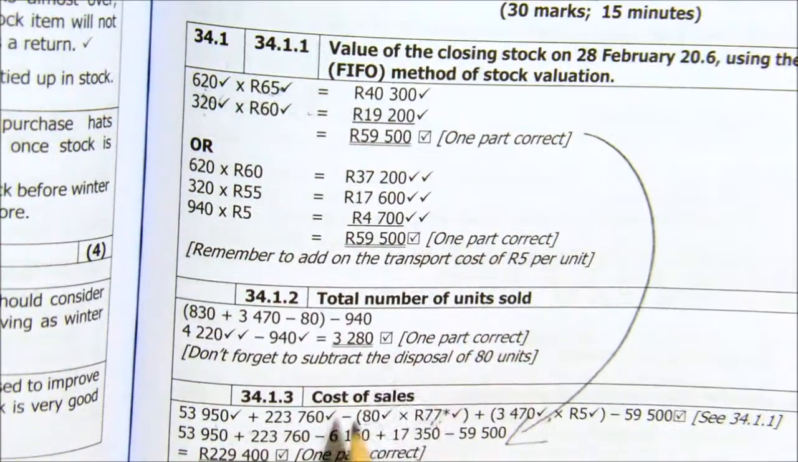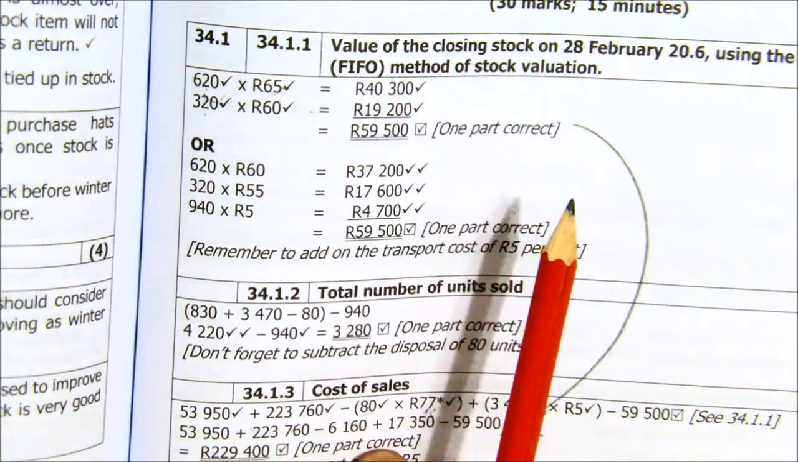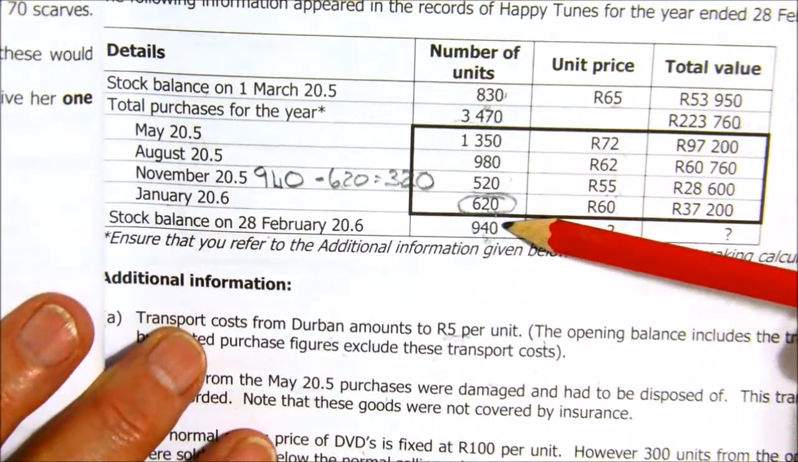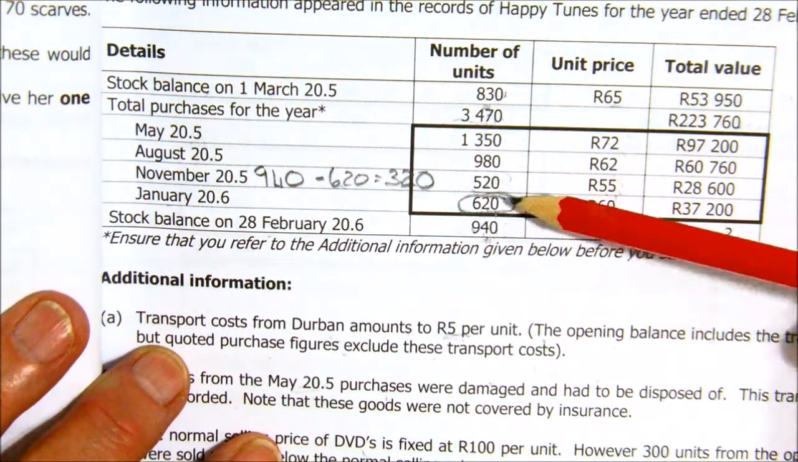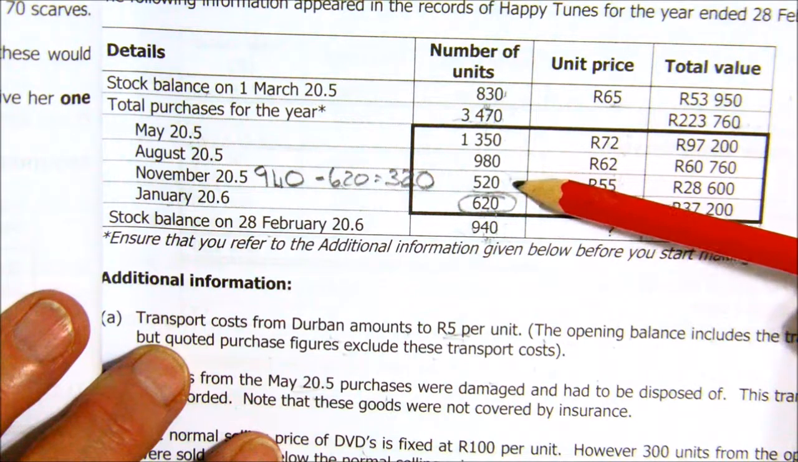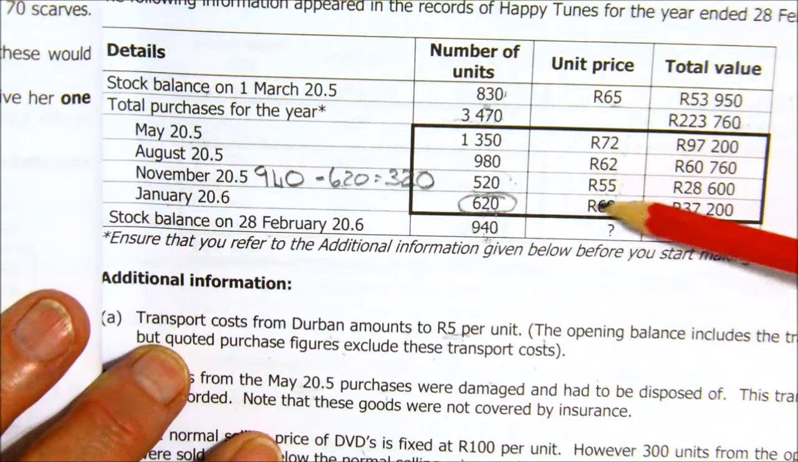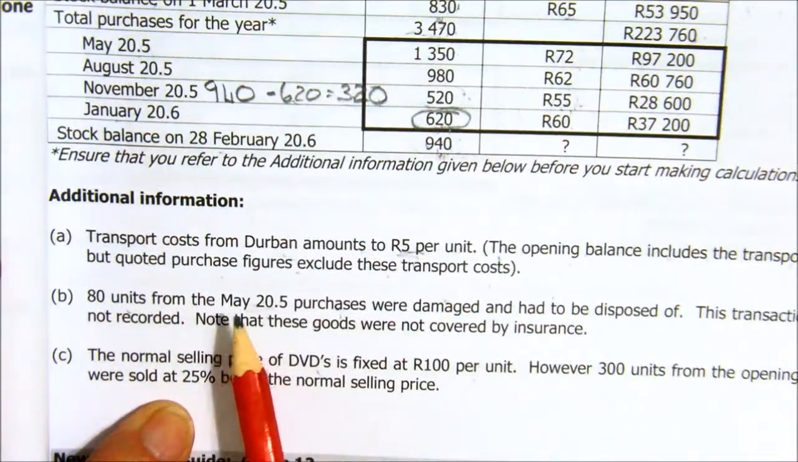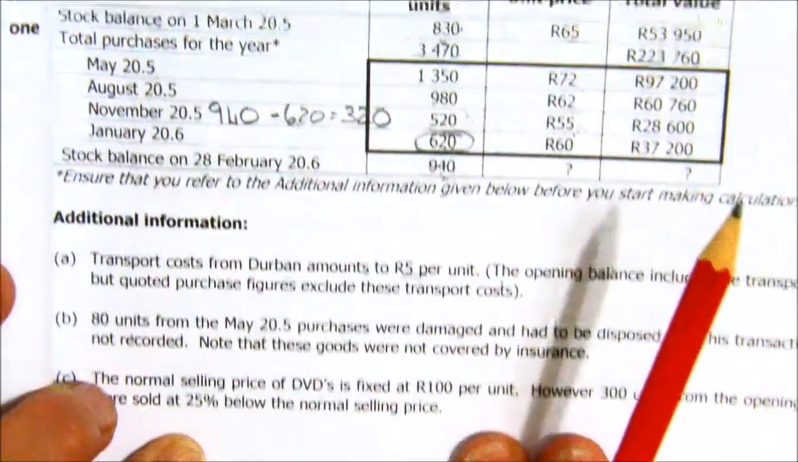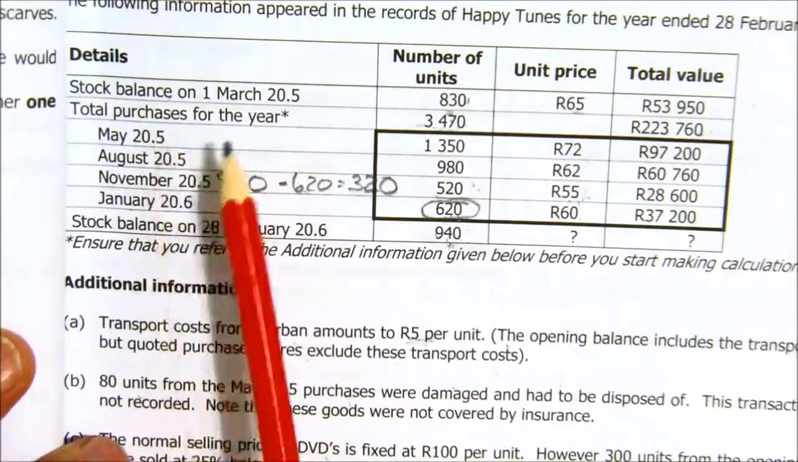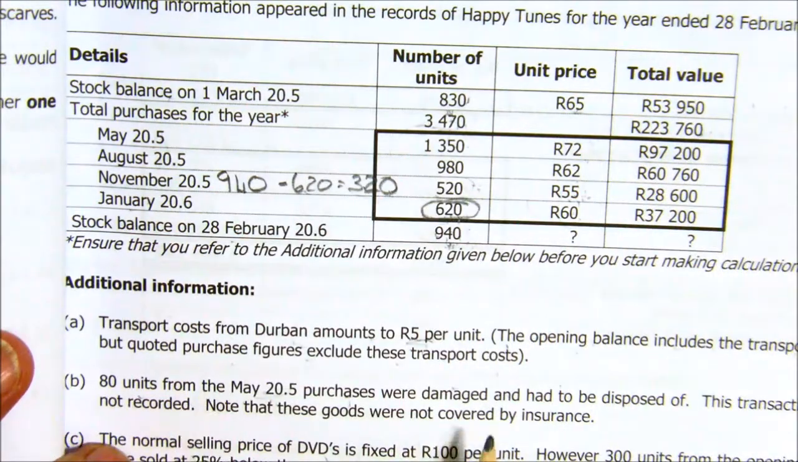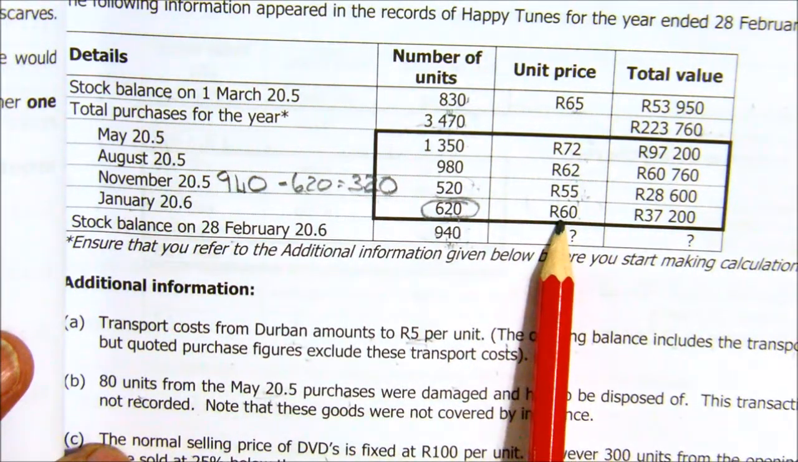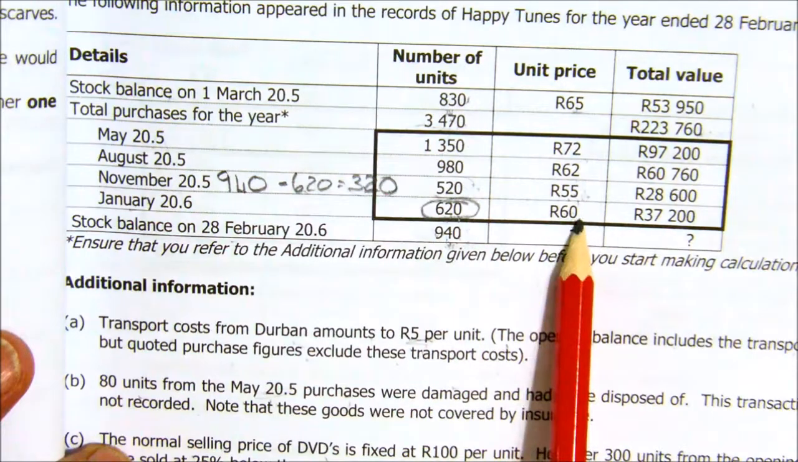So first of all, you've got to do the FIFO method, and as long as you remember the principle that you go here and you start from the bottom. You've got 940, so you've got 620, you need another 320 from here, and you must include the transport in those items. Then just take note if there were any returns. These returns were May, so they're not going to affect your closing stock because May's already been sold. But if it was a return on January, then you must remember to minus that away.